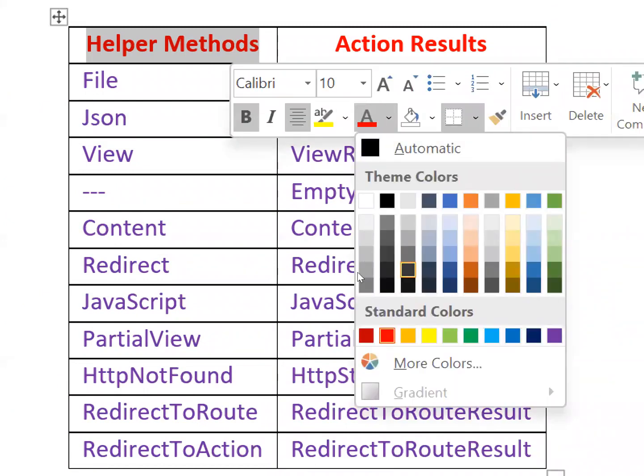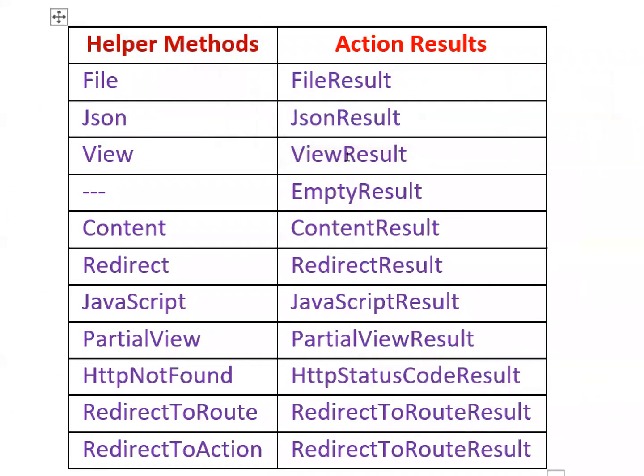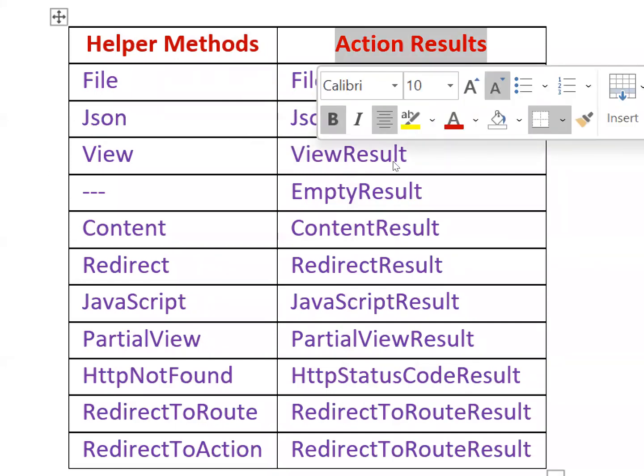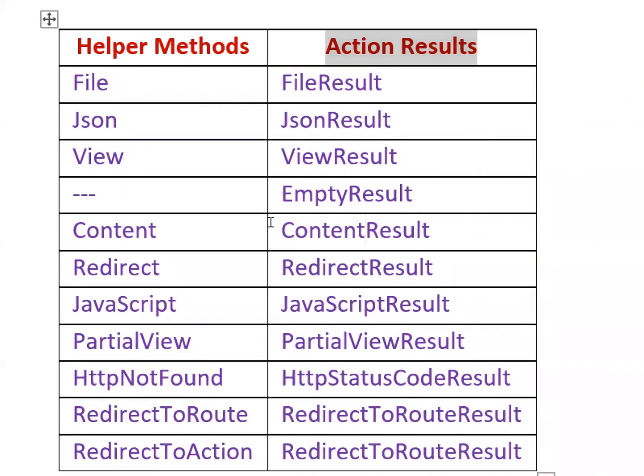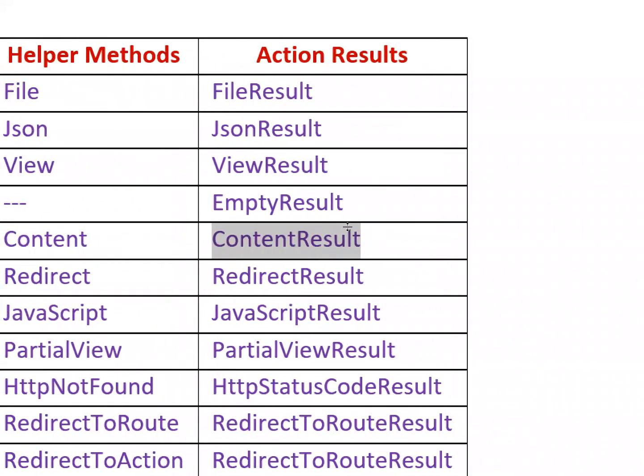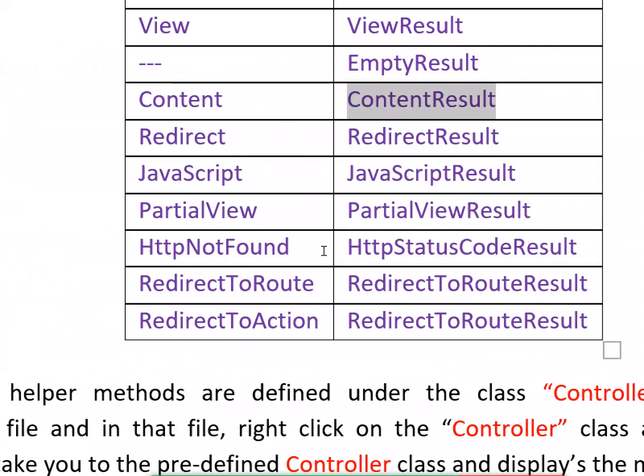The helper method name to return the file result is File. The helper method name to return the JSON result is Json. View result is, as I said, return View will return your view result. Empty result means void here. Void methods are useless. Next, content result. Helper method name is Content. Redirect result: Redirect. JavaScript result: JavaScript. Partial view result: PartialView.